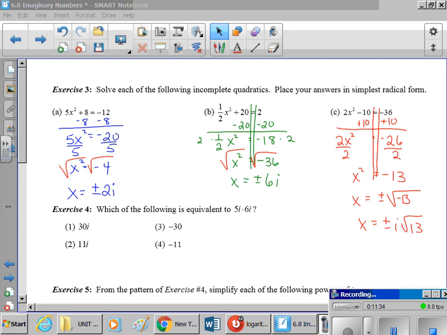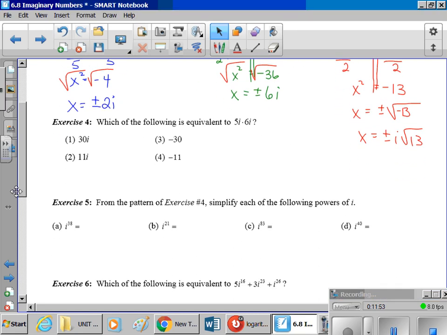We're going to spend a little bit of time in our next unit talking about multiplying and adding complex numbers. But I just wanted to show you exercise 4, which is 5i times 6i. This works the same way as if they were variables. The only thing is we can simplify it a little bit further with the i. So if you had 5x times 6x, the answer would be 30x squared. It's going to be kind of the same thing, but we're going to use i's this time. So 5i times 6i is equal to 30i squared.